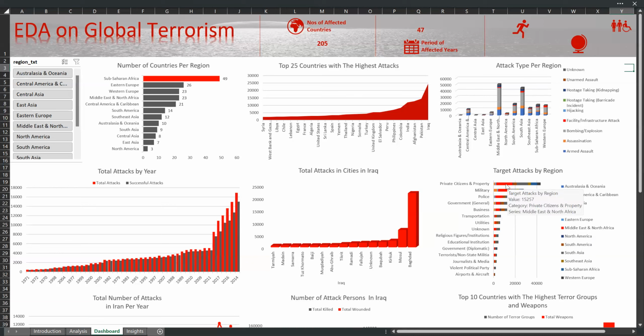They also rank high individually in terms of these target attacks. For example, see the Middle East ranking high in private citizens and property. They are also ranking high in military attacks and also ranking high in police attacks.